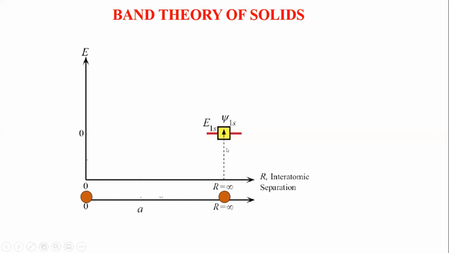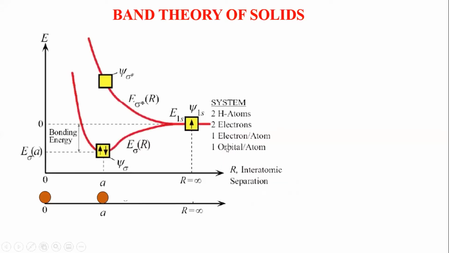Now, if I move this hydrogen from infinity to a nearby distance, where it normally forms a molecule, let me draw it for your understanding. Let me take hydrogen 1. This is a positive nucleus with one electron here, and let there be another hydrogen.